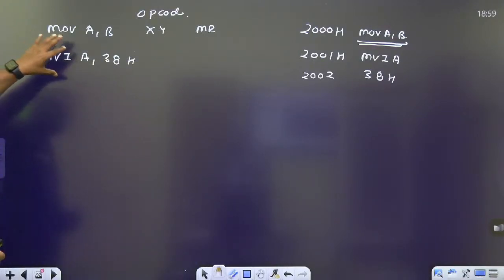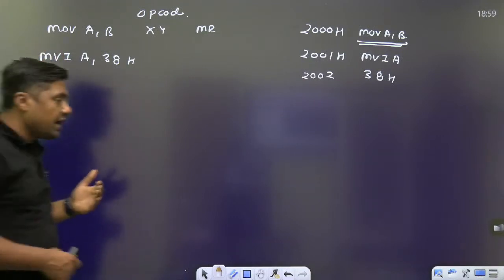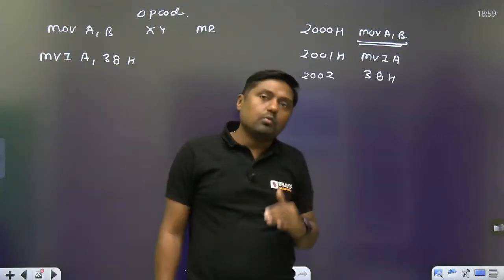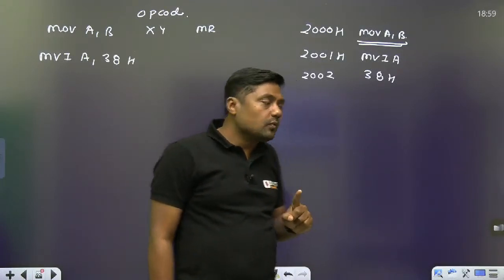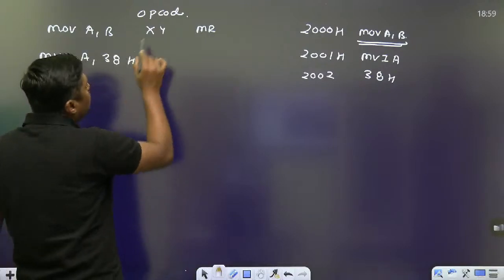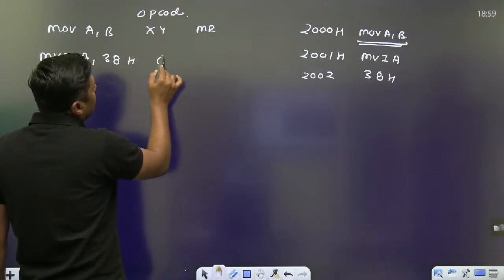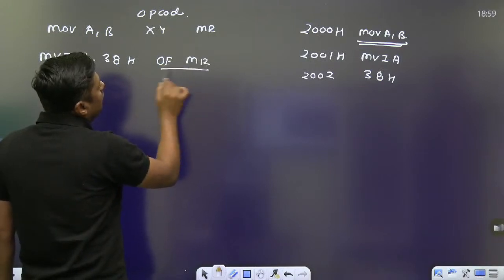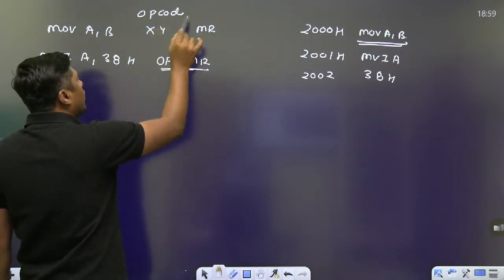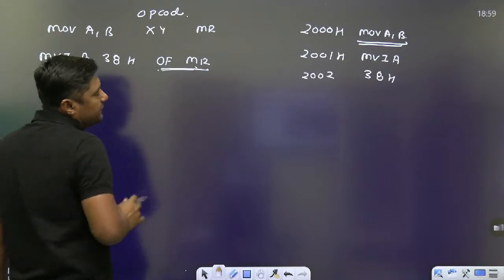First of all, it will fetch the opcode. After fetching the opcode, it will get the idea that the next data will be stored in what? Accumulator, 38H. Then the first operation is what? Opcode fetch. I am writing the opcode fetch. Second is what? Memory read. Opcode fetch is also a memory read operation. So this is memory read, memory read.